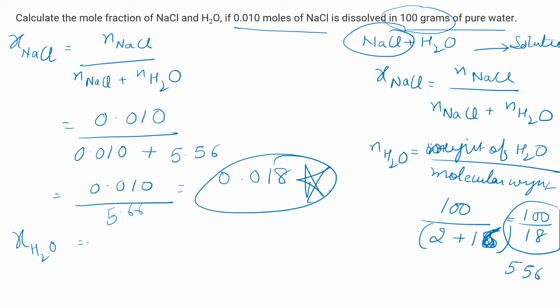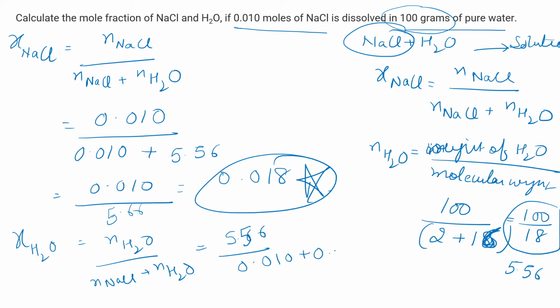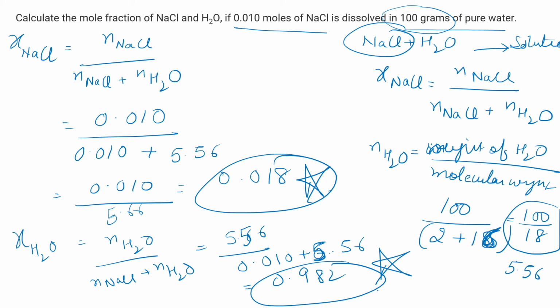Similarly, calculate the mole fraction of H2O. Mole fraction for H2O will be number of moles of H2O divided by number of moles of NaCl plus number of moles of H2O: 5.56 divided by 0.010 plus 5.56. So the value will come out to be 0.982. I hope you guys understood. Please pay attention to the calculations and the formula used. Let us move to the next question.